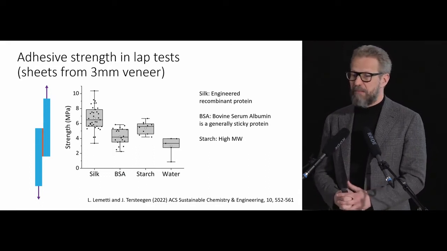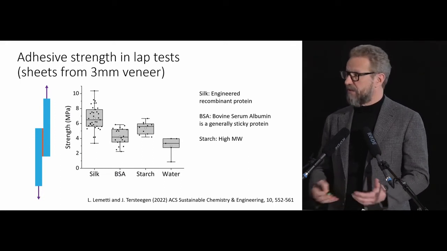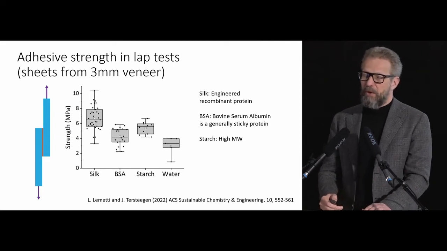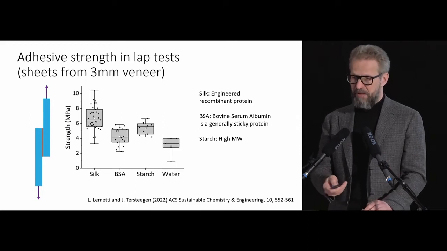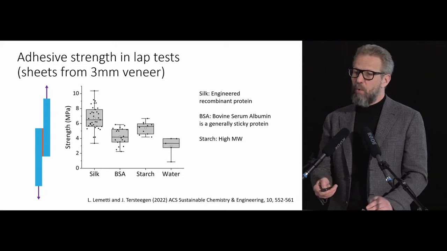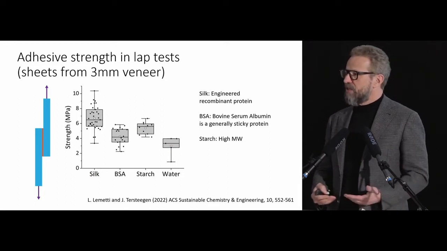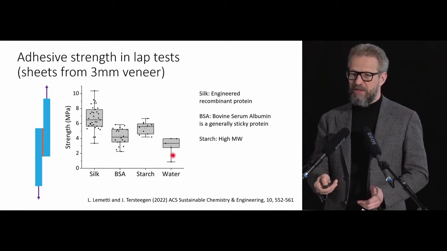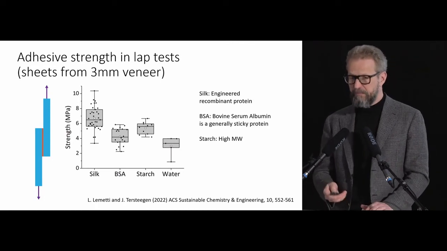A lot of these traditional glues even contain albumin as a component, like animal protein-based glues, so bovine serum albumin. And that was a decent adhesive. And then water. Water means that we just don't have any adhesive at all. And as we all know, cellulose will stick to cellulose quite well. And this is actually not so bad a result, with just nothing there.